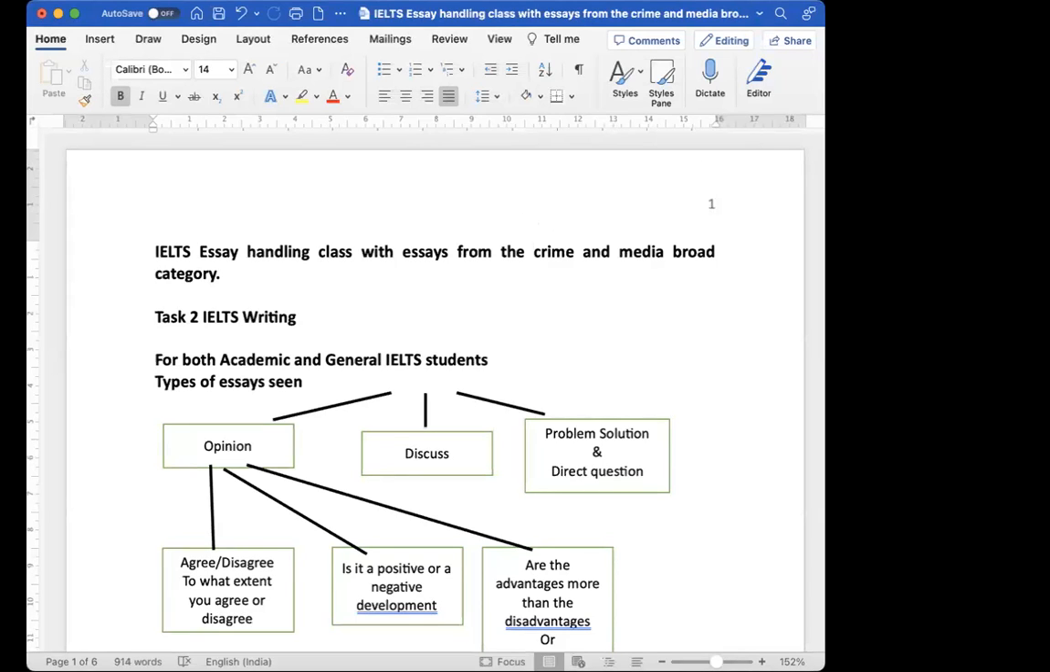There is no hurry. You should all grasp nicely what I want to teach you, and you should have confidence in your mind that you now know how to handle it if this type of essay is seen or if that type of essay is seen. Okay. So here, this is the task 2 writing. This is the same for both academic and general students.